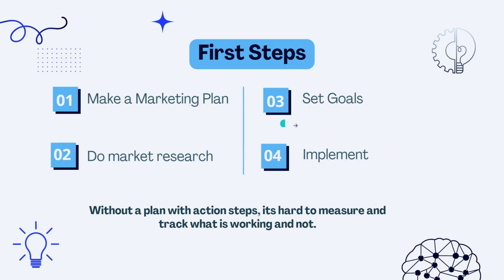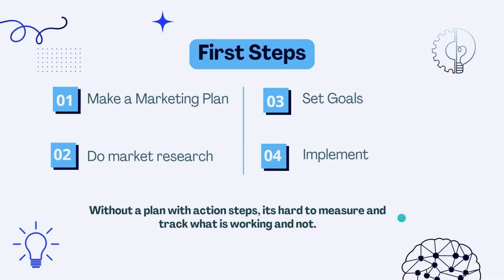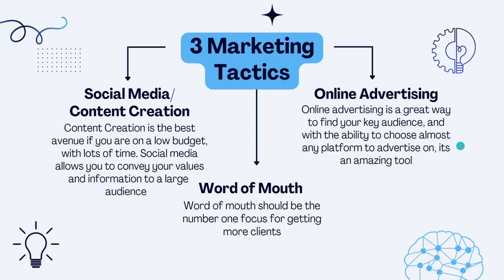Number three, set goals. You need to set goals that are measurable so that you know if you're reaching them and so that you can tell what is working and what is not. And then number four, implement. Implement everything in your marketing plan and over time innovate and just see what's working, see what's not working. A little side note down here, without a plan with action steps, it's hard to measure and track what is working and what is not. I kind of said that earlier, but just to reiterate it.